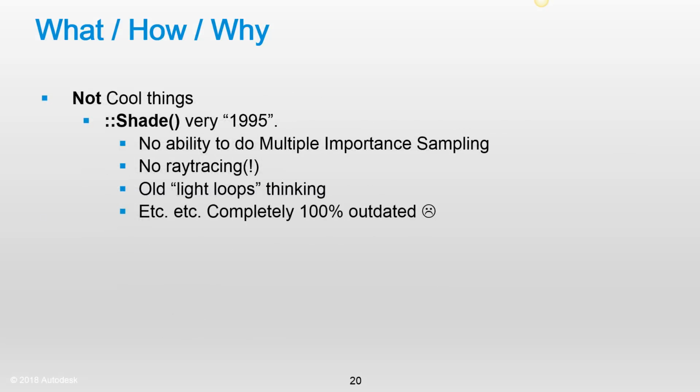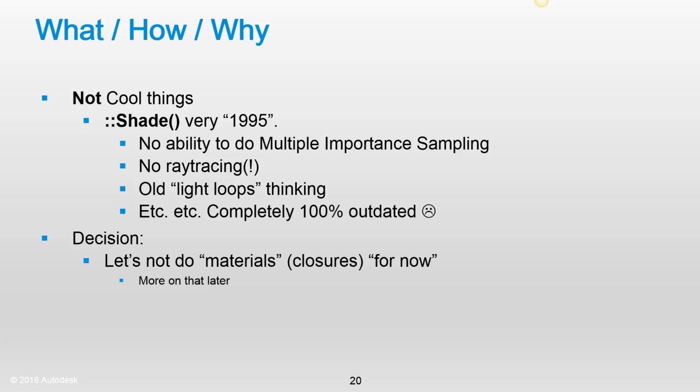So this is awesome. Things that are not so cool though is that the shade, the interface on materials, is extremely outdated. It can't really do any real modern rendering. There's no way to glue multiple importance sampling into this. There's not even ray tracing. It works with light loops, and it's very, very outdated, unfortunately. So this is yet another reason we didn't do closures, because the API we had doesn't really fit with doing them.